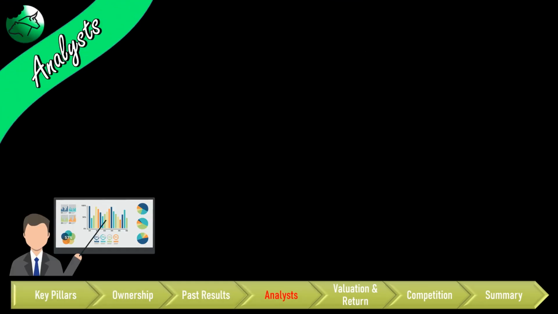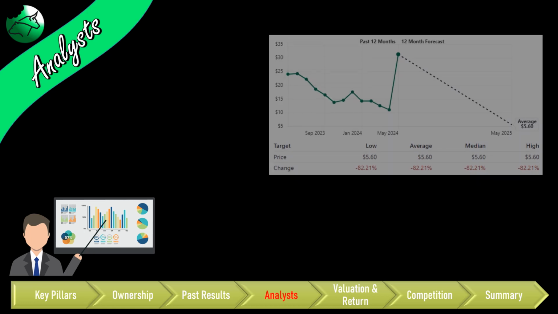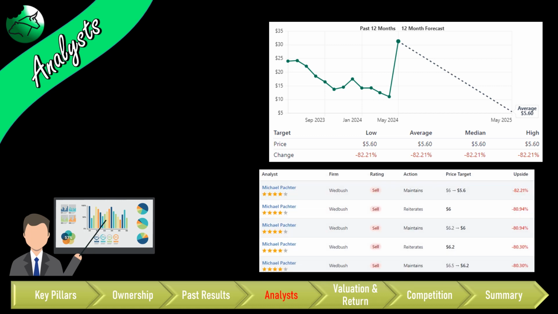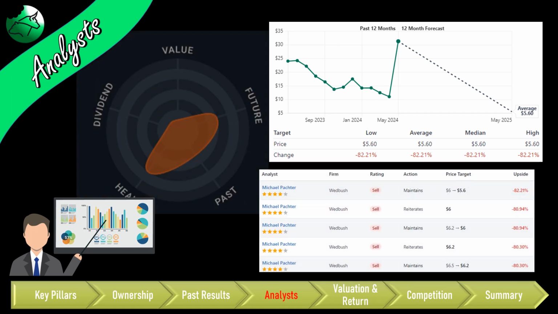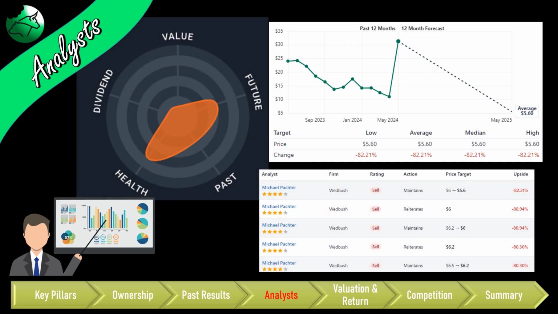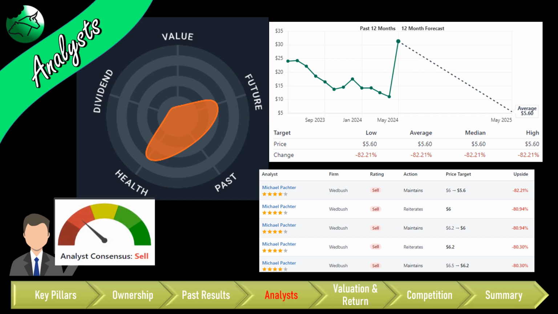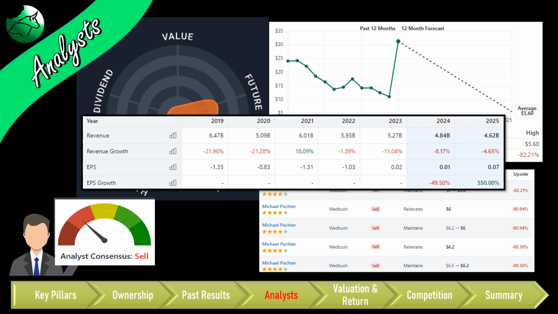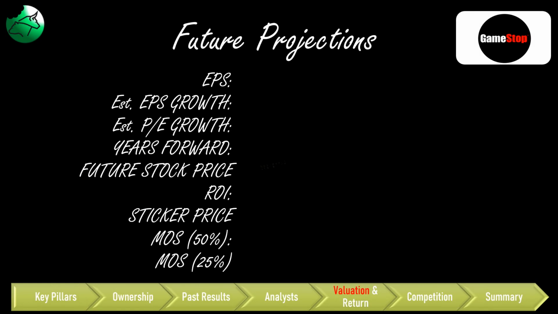On average, the analysts believe the price target should be about $5.60, with a high price target of $7. Analyst reports suggest that GameStop is greatly overvalued at the moment, and the overall consensus is that GameStop is a sell. And collectively, the analysts believe the company will continue to decline in the future.